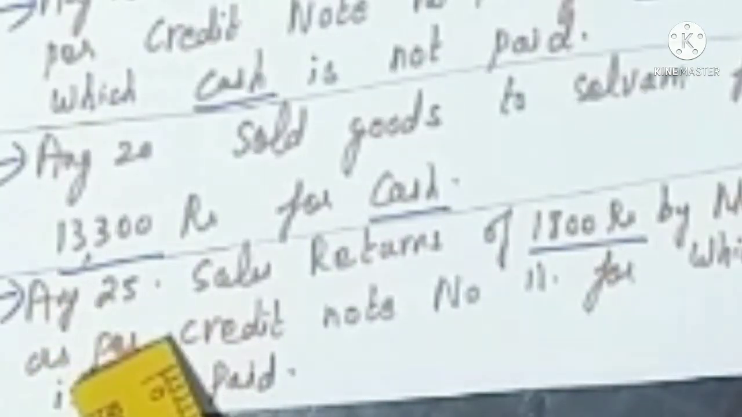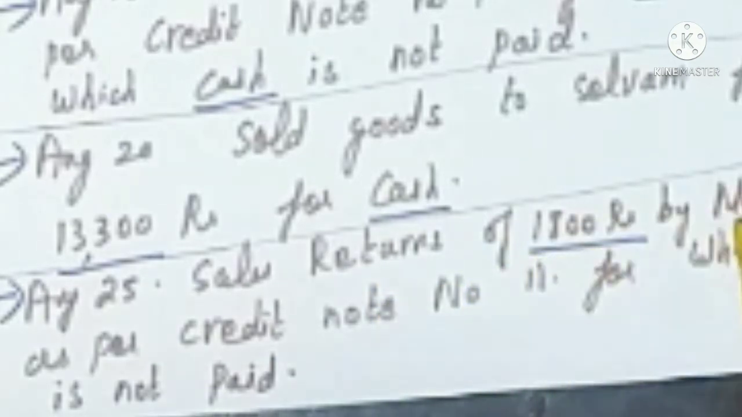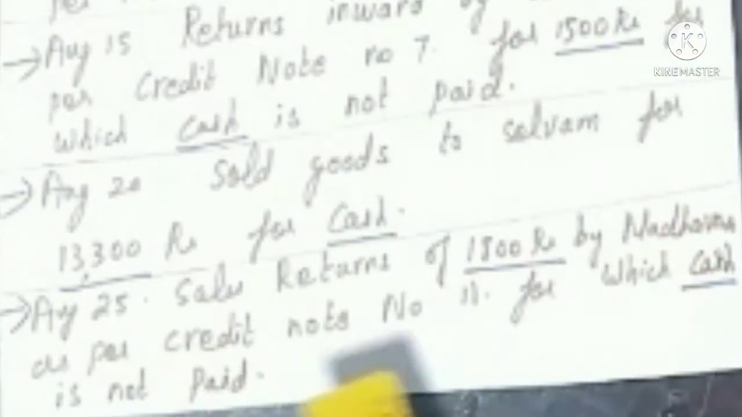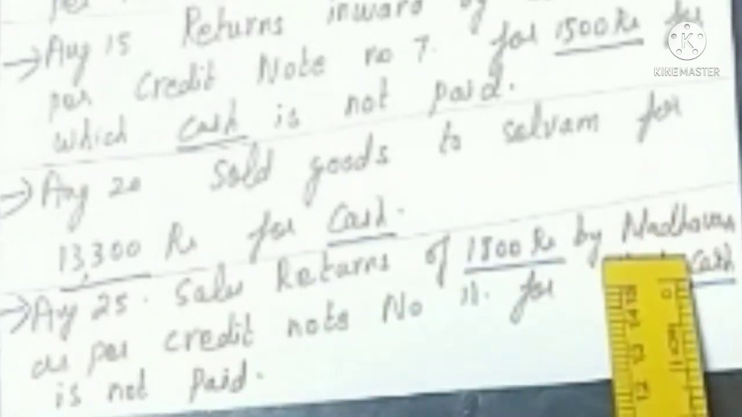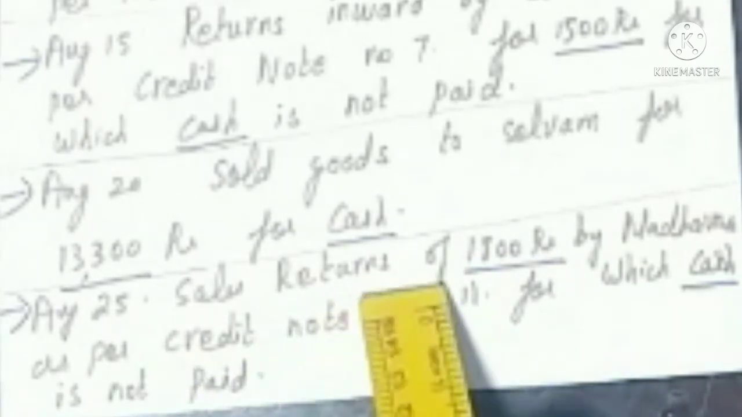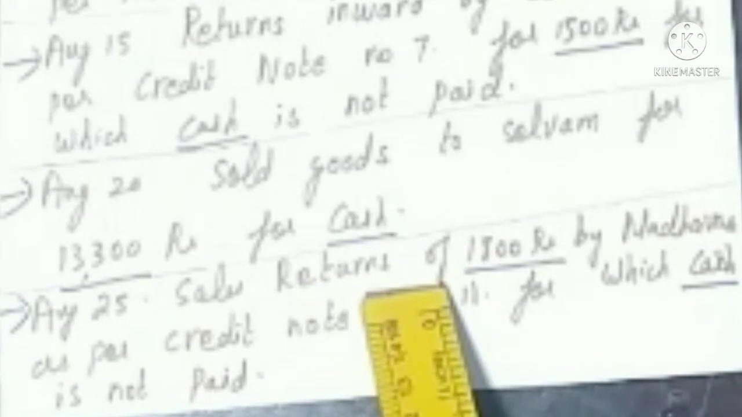On August 25th, sales returns of 1,800 rupees by Madhavan as per credit note number 11 for which cash is not paid. In this transaction, goods are returned by Madhavan for which cash is not paid. It is a credit transaction. So, this transaction should be recorded in sales return book. Remember, only credit transactions will be recorded in subsidiary books.